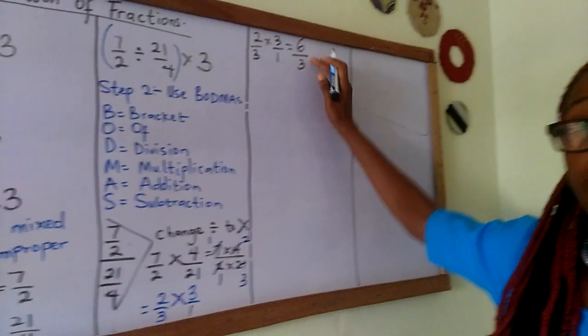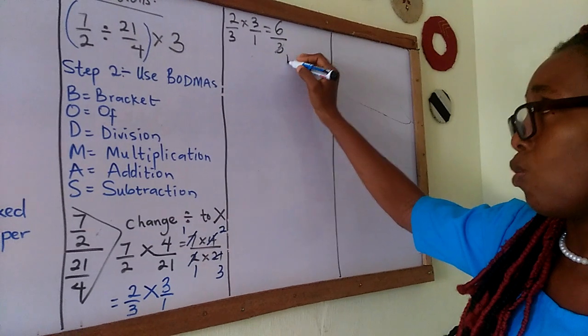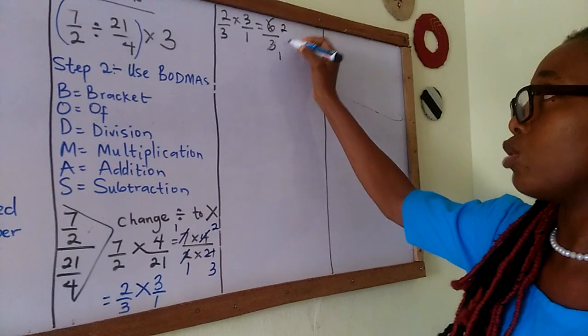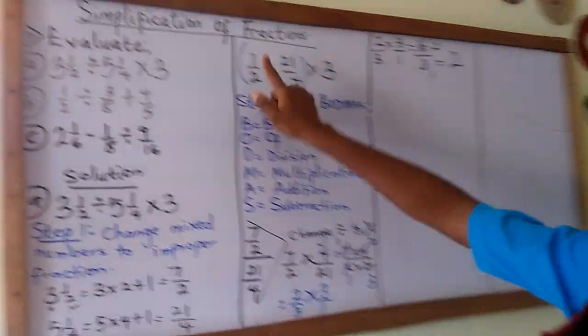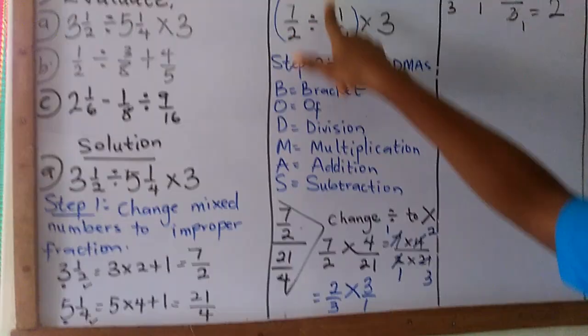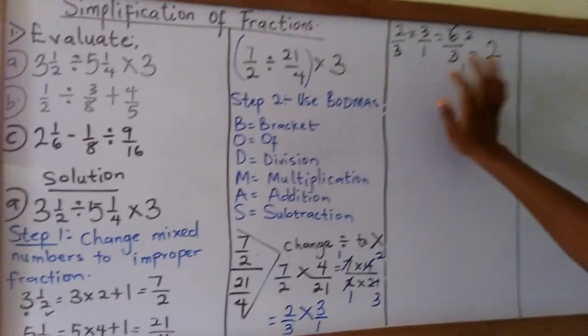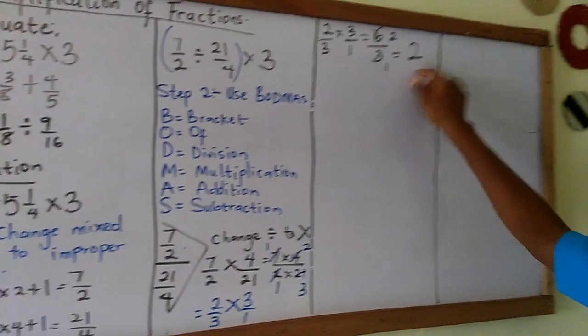That is 6 divided by 3. 3 here is 1, 3 here is 2. So our final answer is 2. So when you simplify and evaluate 7 over 2 divided by 21 over 4 times 3, our simple answer at the end of it is 2.